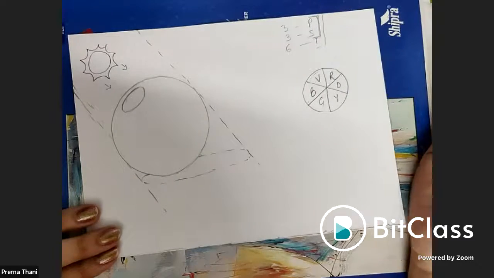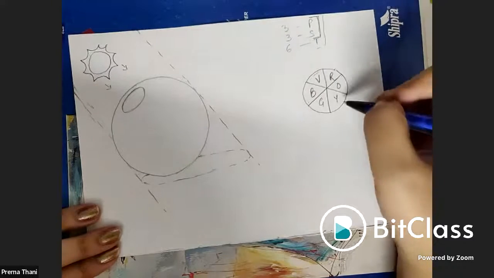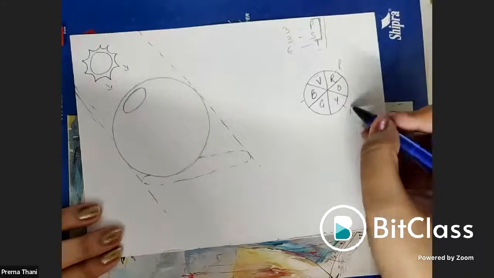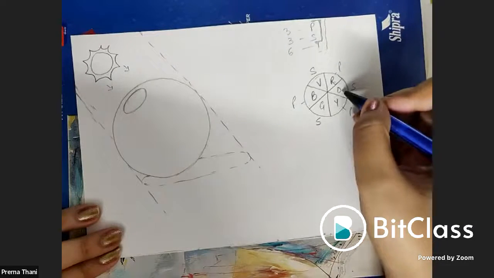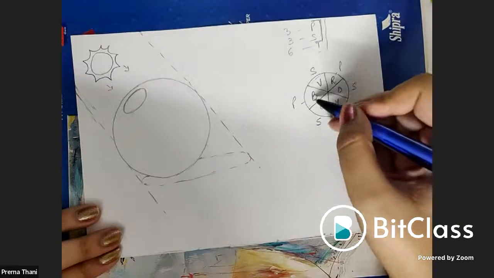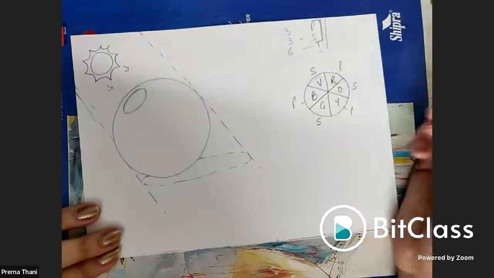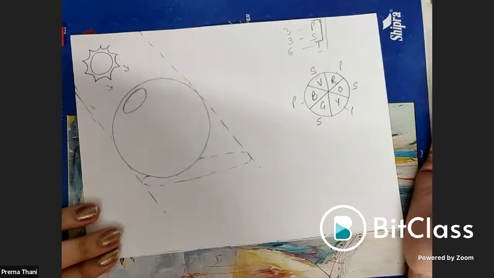I hope everyone knows the basics like this. These 3 are the primary colors. These 3 are the secondary colors. Red plus yellow makes orange, blue plus yellow makes green, blue plus red makes violet. That is how we make our basic color wheel, right?